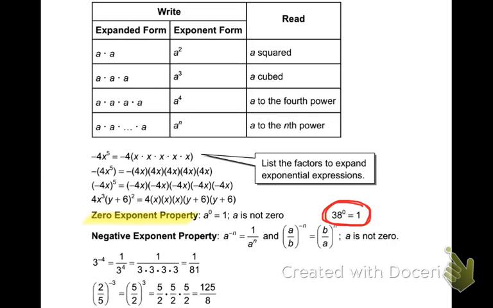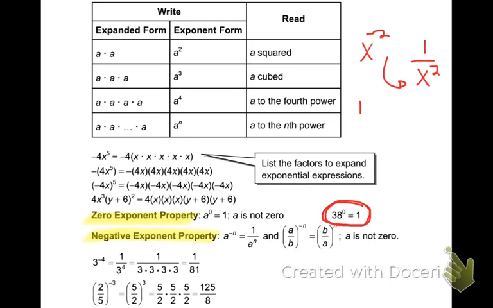Next rule we're going to talk about is negative exponents. Do I like negative exponents? No, we don't like negative exponents. The key on negative exponents is, if it's negative in the numerator, where is it going to be positive? The denominator. So let's say I have x to the negative second. If it's negative on top, I move it to the bottom. So I have 1 over x to the second.